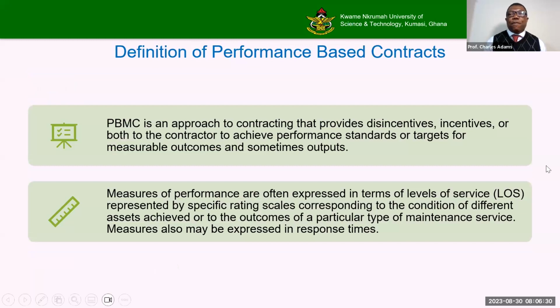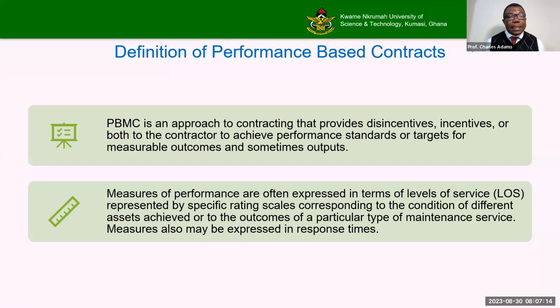So, what are performance-based contracts? Simply put, this is an approach to contracting that provides disincentives or incentives, or both, to the contractor to achieve performance standards. Now here, watch, performance standards. Usually we build roads to specification. Here we are talking about performance standards or targets for measurable outcomes and sometimes outputs. So we are looking at building roads to achieve performance standards or targets, and sometimes we mix them with measurable outcomes and sometimes outputs.